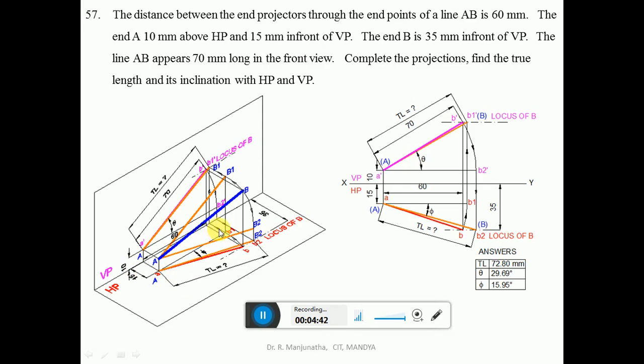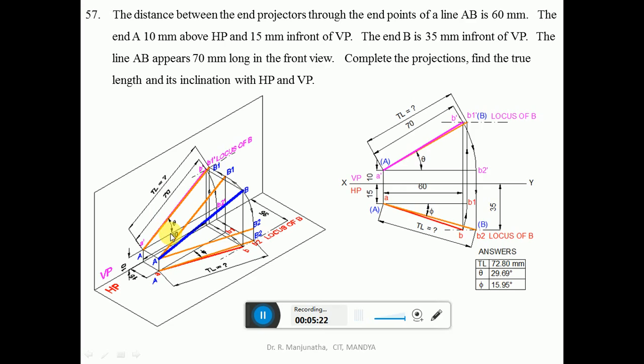Since both are in front of VP by 15 mm, obviously that line will be the true length in the front view. This is quite evident here. Then draw a vertical projector from B1 to the XY line, and from this point draw a vertical projector till it cuts the locus of B in the front view, and mark that point as B1 dash. Then join A dash B1 dash. Since this line is parallel to VP, you are getting the true length, so you mark this as capital A and capital B. This will be the true inclination with respect to HP, which is called theta.